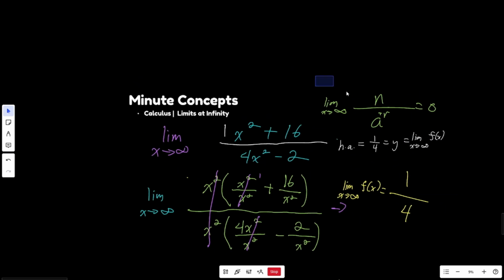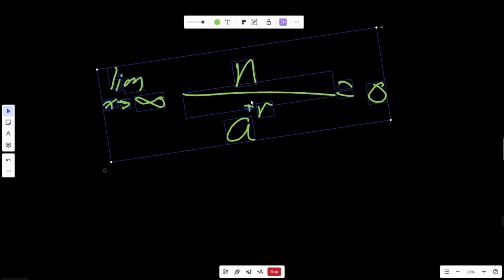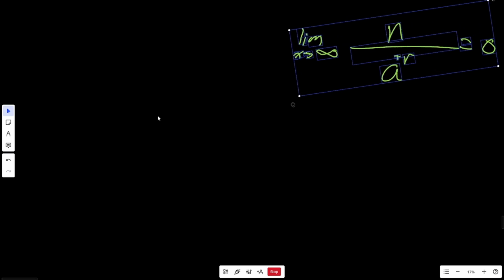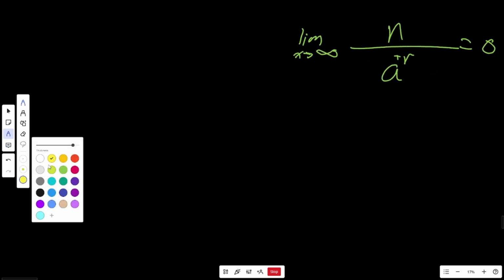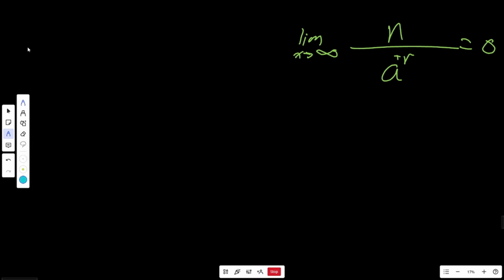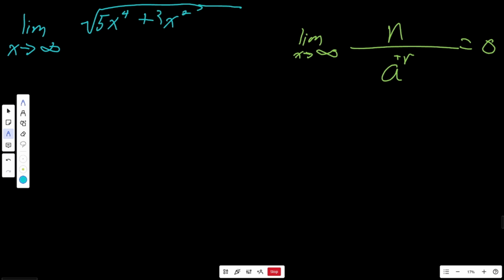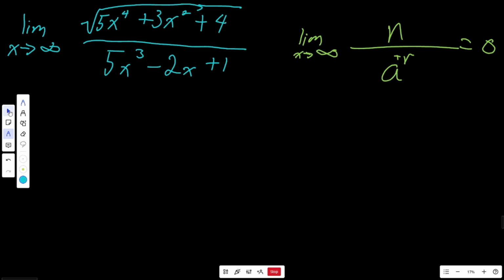Hold on, let me bring this back with me. Okay, let's try to get the limit as x approaches infinity of the square root of 5x to the 4th plus 3x squared plus 4, and the denominator is just going to be 5x cubed minus 2x plus 1. Okay, now this is a bit different.